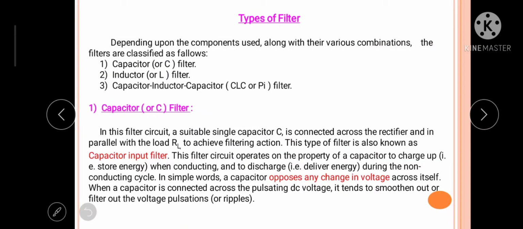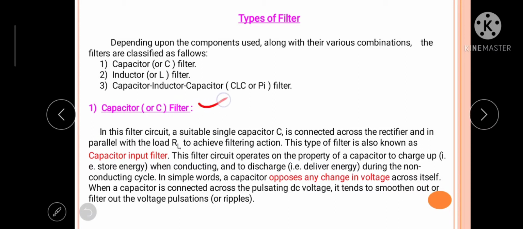Now come to this next slide. It is about types of filter. Depending upon the components used, along with their various combinations, the filters are classified as follows. Number first, it is the capacitor or C filter. Second, it is the inductor or L filter. And third, it is the capacitor inductor capacitor or CLC filter. It is also called a pi filter.